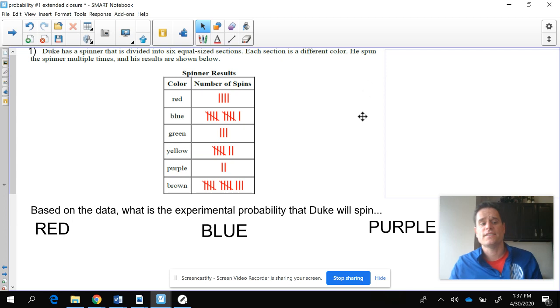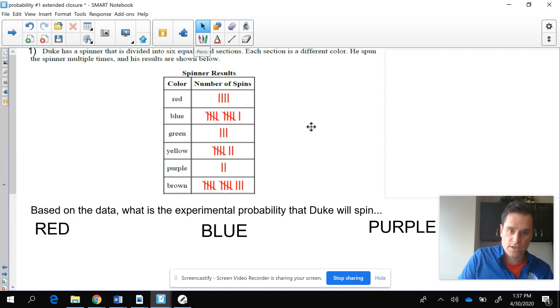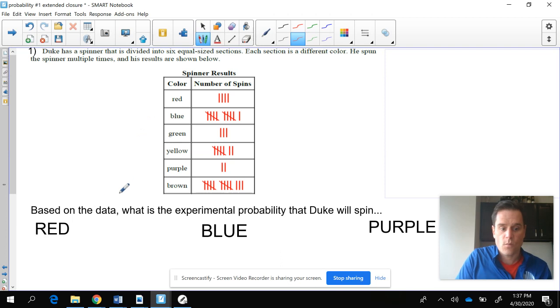Okay, guys, we're going to take on a couple problems. These are the problems you're going to see, very similar, on your checkout. It says Duke, this guy's name is Duke, has a spinner that is divided into 6 equal-sized sections. Each section is a different color. He spun the spinner multiple times, and his results are shown below. So the question is, based on the data, what is the experimental probability that Duke will spin a red?